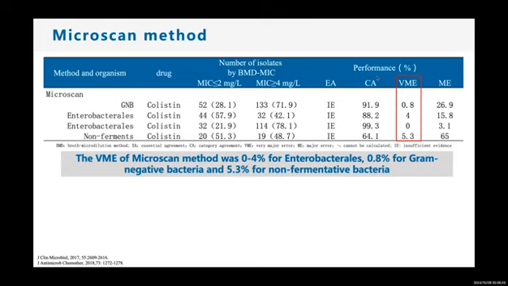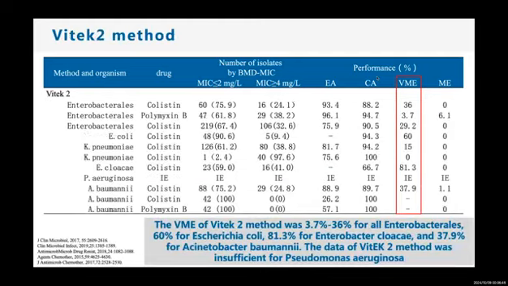Microscan method. The VME was 0 to 4% for Enterobacterales, 0.8% for gram-negative bacteria, and 5.3% for non-fermentative bacteria. Vitek 2 method. The VME of Vitek 2 method was 3.7% to 36% for all Enterobacterales, 60% for E. coli, 81% for Enterobacter cloacae, and 37% for Acinetobacter baumannii. The data of Vitek 2 method was insufficient for Pseudomonas aeruginosa.